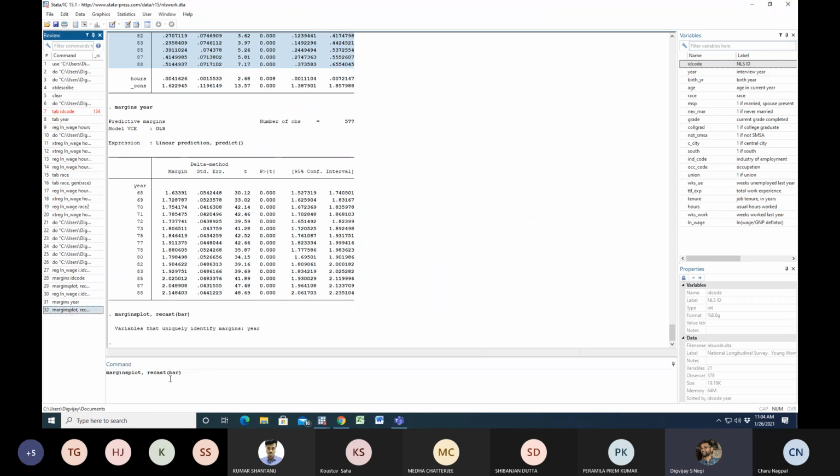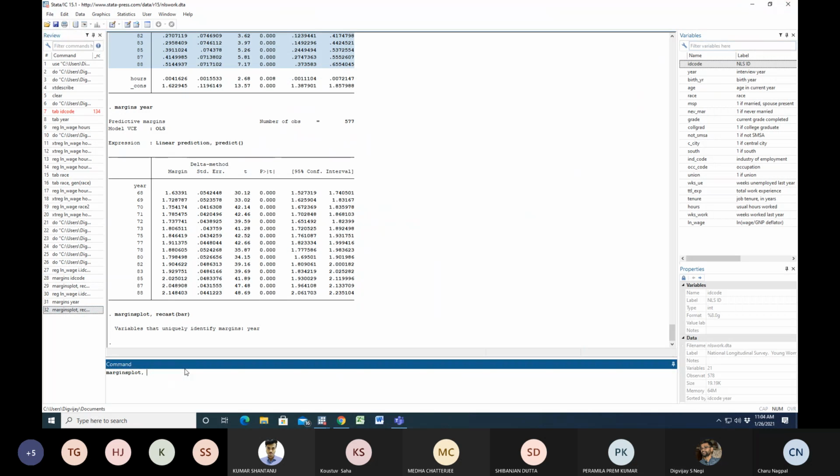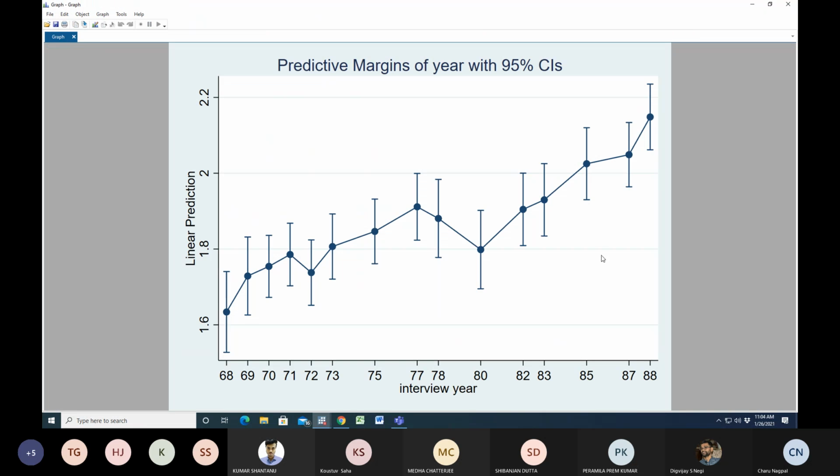I should plot it as a line. So now look at these. These are just the year dummies. Now look at the pattern of year dummies. What is it showing you? It's showing that over time real wages have increased.